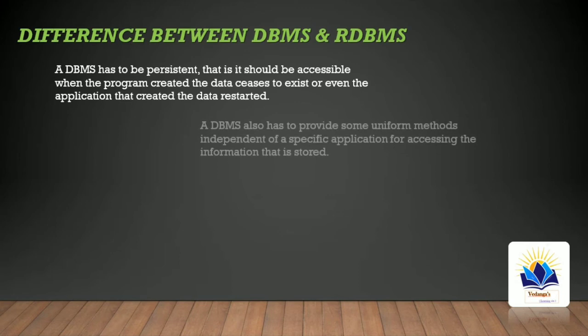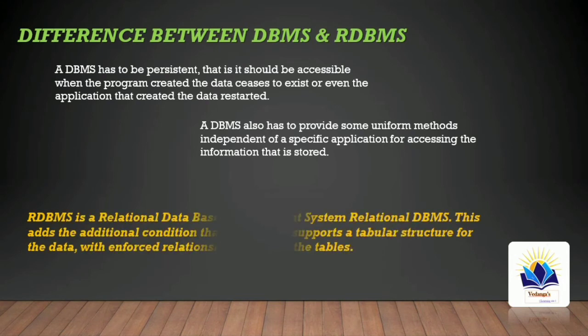A database management system also has to provide some uniform method, independent of a specific application, for accessing the information that is stored. And the relational database management system adds the additional condition that the system supports a tabular structure for the data and enforced relationships between the tables. This excludes databases that don't support a tabular structure or don't enforce relationships between the tables.